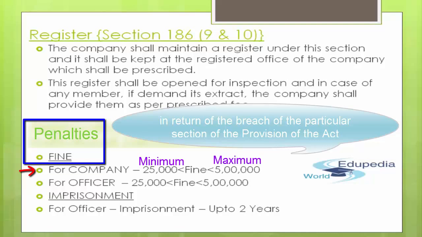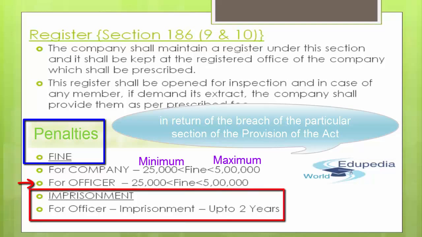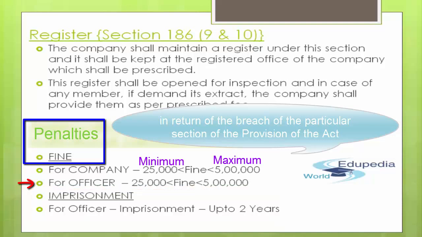So if a company contravenes any of the provisions with respect to section number 186, the company shall be penalized with a fine which shall not be less than rupees 25,000, but which may extend to 5 lakh rupees. So that's the maximum. And if I talk about any officer who has been involved in contravention of any provision of section 186, who is in default, shall be punishable with imprisonment for a term which may extend to 2 years, and shall be fined, which shall not be less than rupees 25,000, but which may extend to rupees 5 lakh. That is the very same thing in case of the company as well.